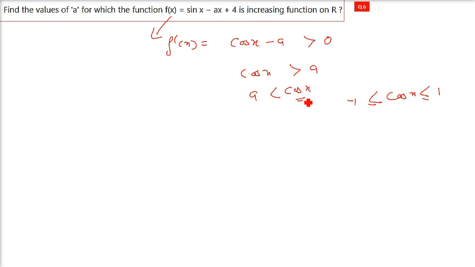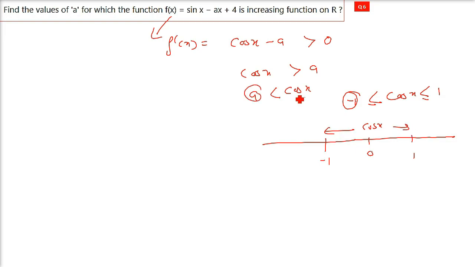So A should be less than cos x. What is the minimum value of cos x? It is negative. Let us understand it by the number line. This is -1, this is 0, this is 1. Now cos x is from here to here. A is less than cos x. So A is on the left hand side of -1, and from -1 we go till -infinity. So A should fall between which numbers? -infinity to -1. So A should belong to -infinity to -1.